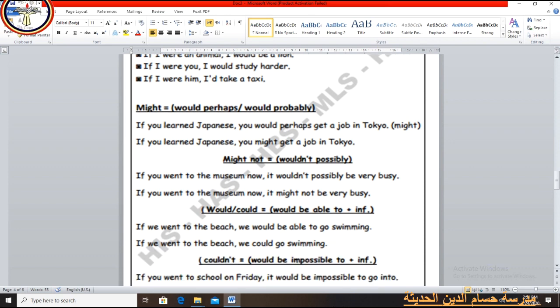We can use would be able to plus infinitive. We can use would or could instead of would be able to plus infinitive. If we went to the beach, we would be able to go swimming. Instead of would be able to, we can use could. If we went to the beach, we could go swimming.